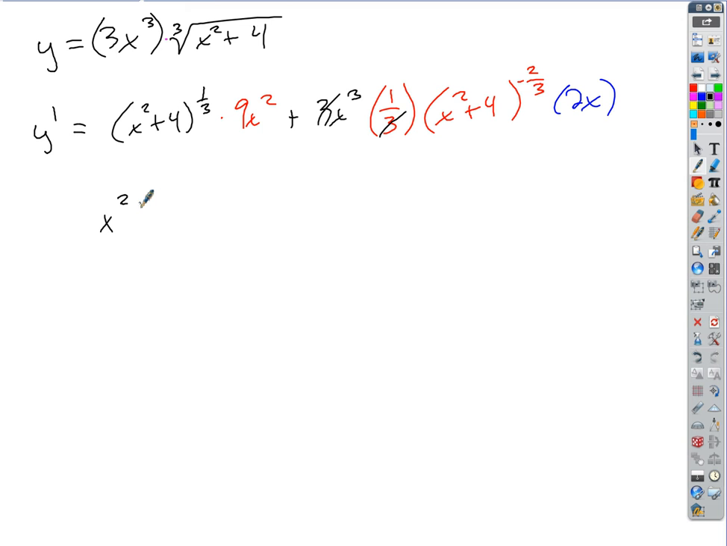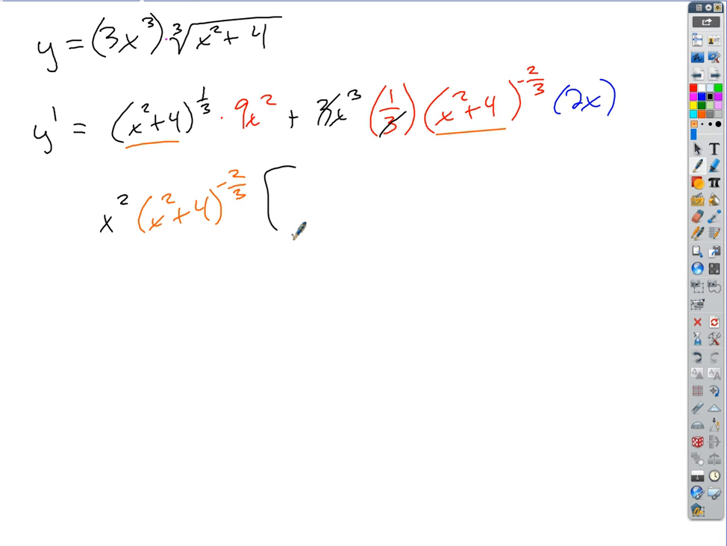What about the other base? Okay, does everybody see that? The lesser of the two powers of the other base, x squared plus 4, is the negative 2/3, right? So we'll undistribute x squared plus 4 to the negative 2/3.